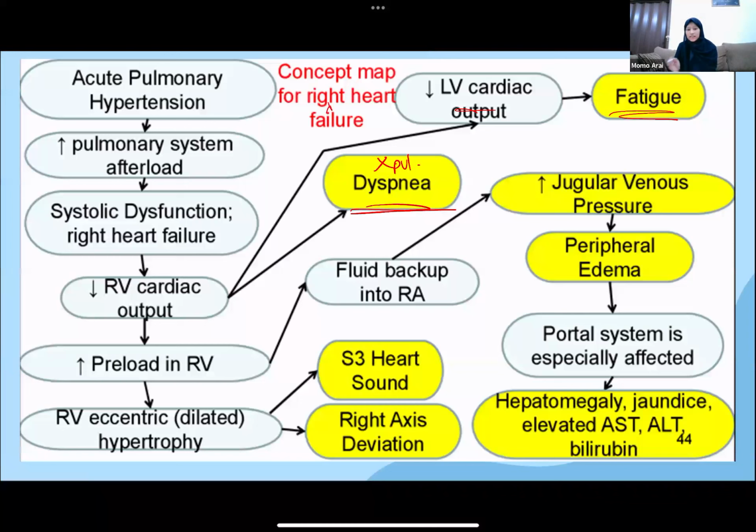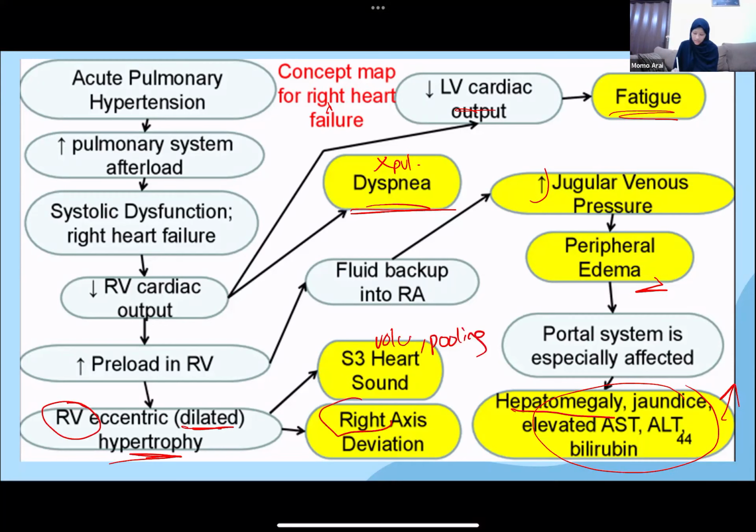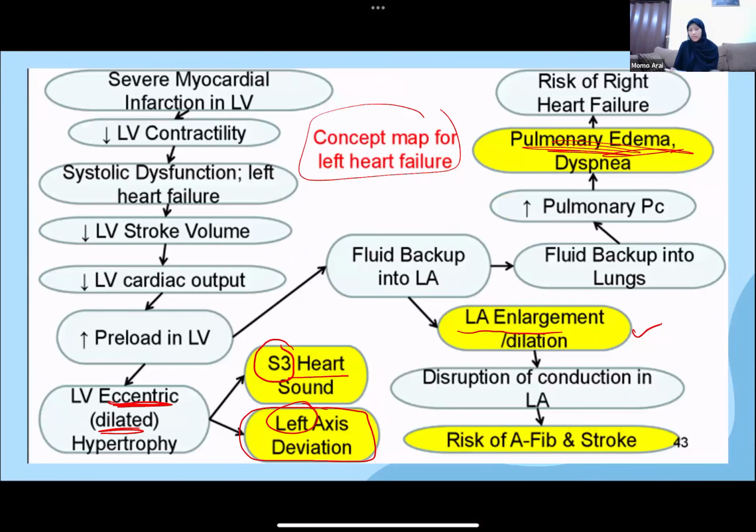Right heart failure can present with increased jugular venous pressure and a lot of these symptoms like peripheral edema, hepatomegaly. All these liver enzymes are up because your liver is now congested. It's not working very well. And this is again the same thing, dilated hypertrophy of the right ventricle because of the pooling. You have an S3 heart sound because of volume overload, a lot of pooling, and right axis deviation. You can differentiate that from the ECG.